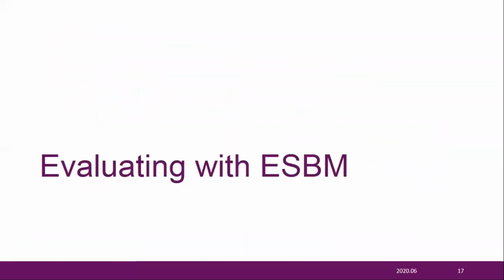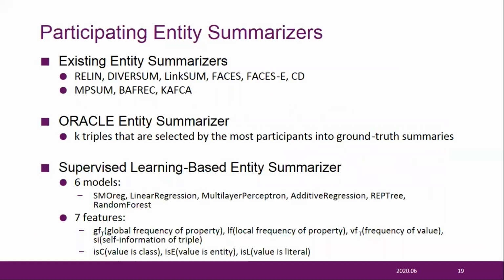Then we can use the ESBM benchmark to evaluate anti-summarizers. In this evaluation, we consider 3 kinds of anti-summarizers. The main part consists of 9 existing general-purpose anti-summarizers. We re-implemented 6 of them, while Maxim, Fabric, and Kalpa are open source. The second part is an Oracle anti-summarizer, which we implement to approximate the best possible performance on ESBM and form a reference point used for comparisons.